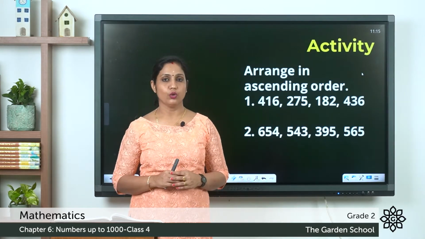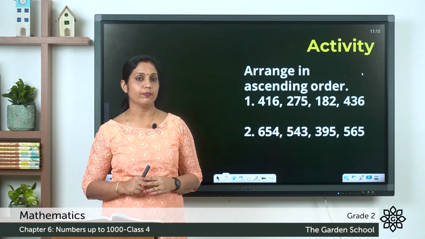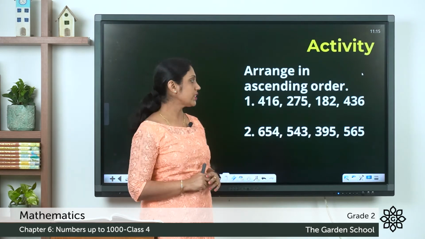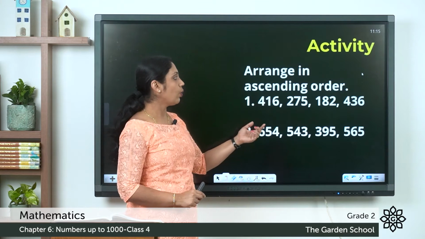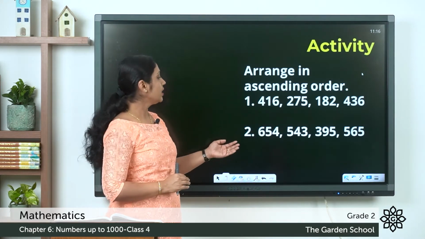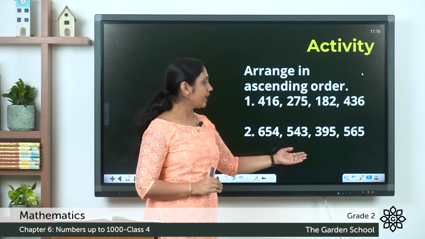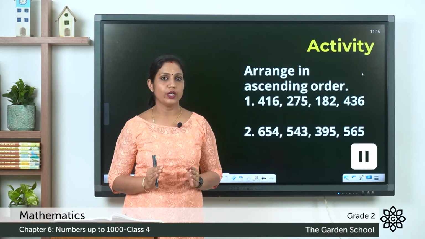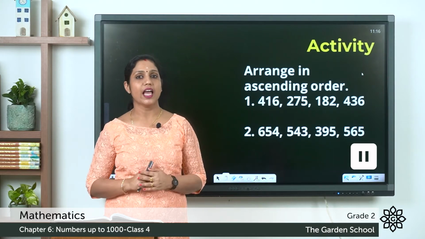You can take out your notebook and write the question. So pause the video, write down the question. Arrange in ascending order. You have two questions. The first question: 416, 275, 182 and 436. Second question: 654, 543, 395 and 565. So pause the video, write down the questions and arrange these numbers in the ascending order.